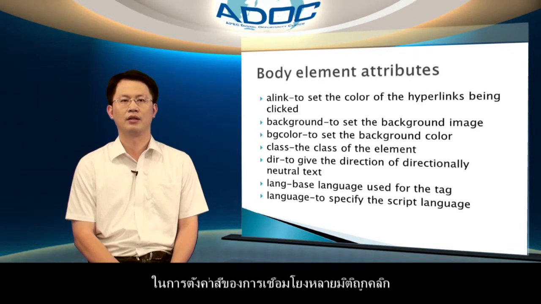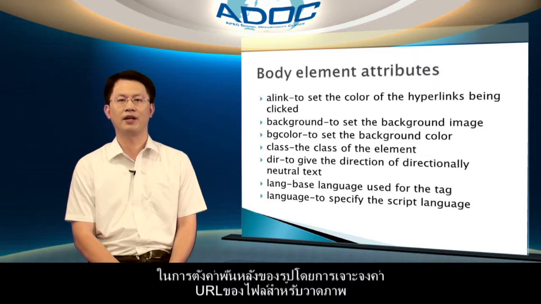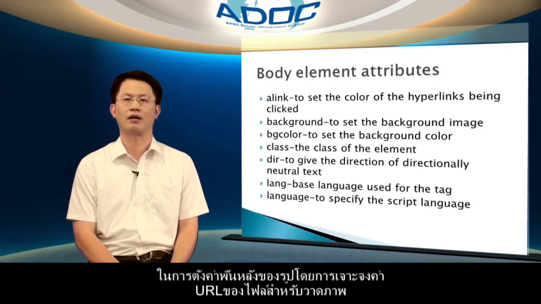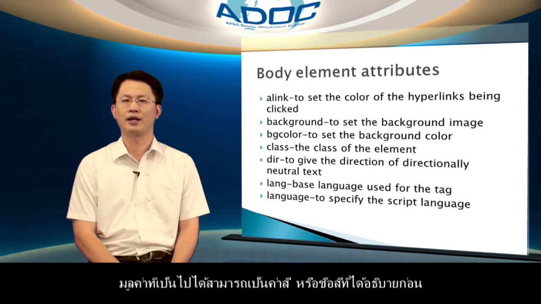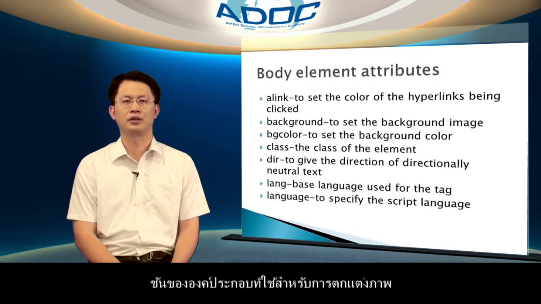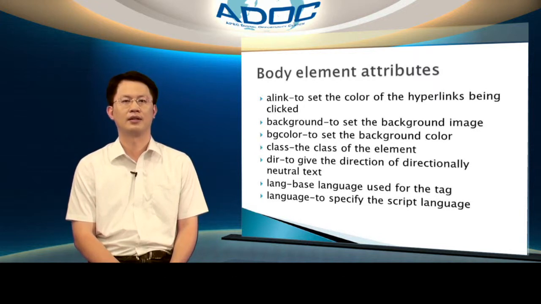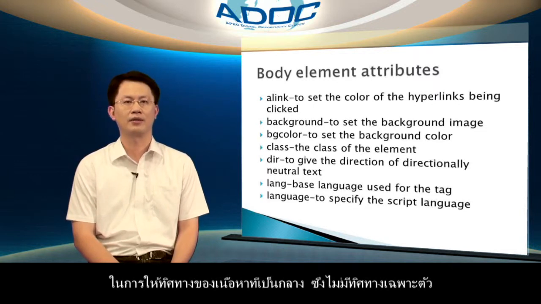ALink, to set the color of the hyperlinks being clicked. Background, to set the background image by specifying the URL of a graphic file. BGColor, to set the background color of your web page. The value can be the color value or the predefined color name. Class, the class of the element used for rendering. And dir, to give the direction of directionally neutral text that doesn't have an inherent direction.